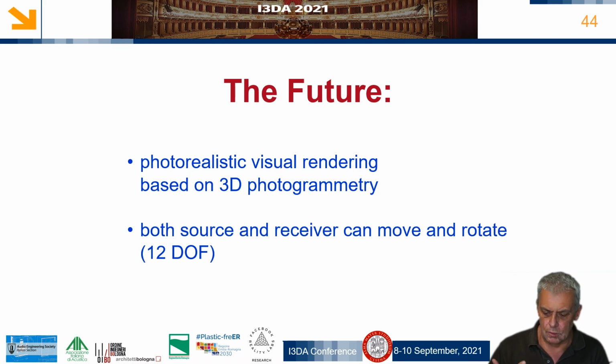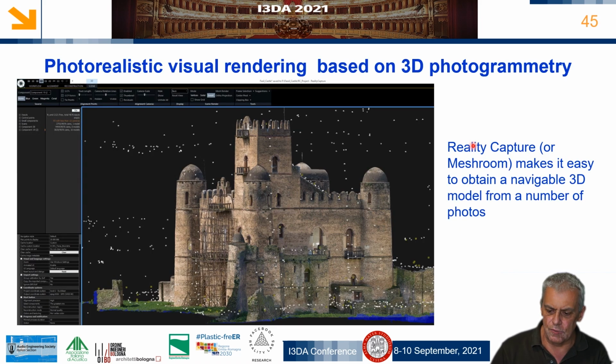Furthermore, we don't want to use anymore an artificial rendering of the theater, of the space being reproduced. We want to use photorealistic three-dimensional reproduction. In particular, today we have software like Reality Capture or Meshroom, which allow from a number of photos to reconstruct the three-dimensional space and to add some sort of tiling based on the photo, making the visual rendering very realistic.